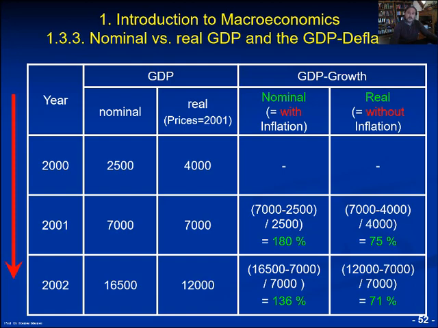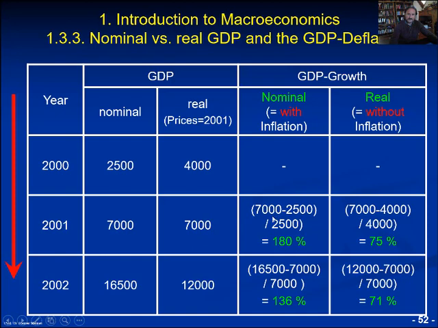If you apply this formula, we cannot calculate the growth rate for the year 2000 because we do not know the level of nominal and real GDP of the year 1999. So we can only start calculating GDP growth rates with the year 2001. Okay, that's what I've done here in these two columns. Let's have a look at how we apply this growth rate formula.